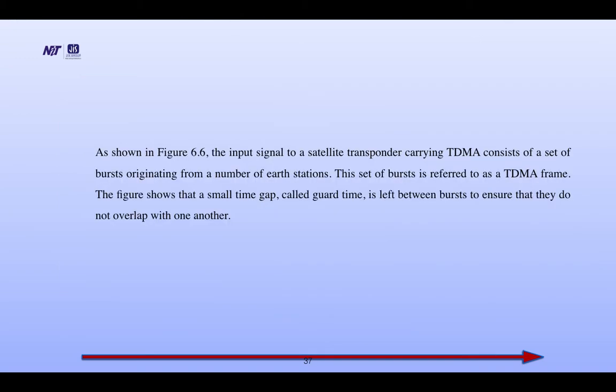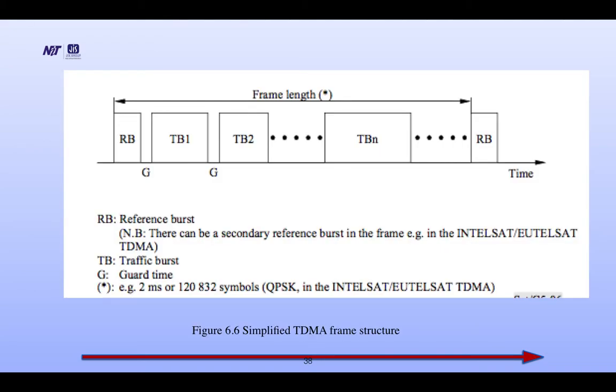As shown in figure 6.6, the input signal to a satellite transponder carrying TDMA consists of a set of bursts originating from a number of earth stations. This set of bursts is referred to as a TDMA frame. The figure shows that a small time gap called the guard band is left between bursts to ensure that they do not overlap with one another. So RB is the reference burst, TB is the traffic burst, and the guard band is 2 milliseconds or 120832 symbols, that is for QPSK in the Intelsat specification.